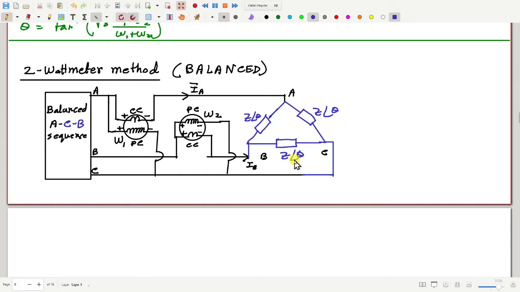Now, can you find out the reading of the two wattmeters? Suppose the line to line voltage is also given, VL. How much will be the reading of the two wattmeters? Question: given VL, how to find out W1 and W2? How to start? Start with a phasor diagram. Okay, so now we have A, C, B sequence.